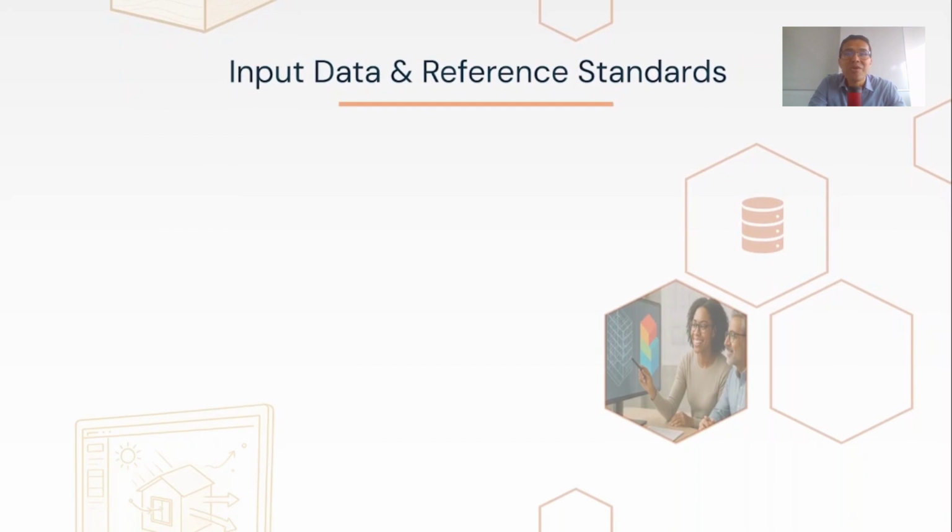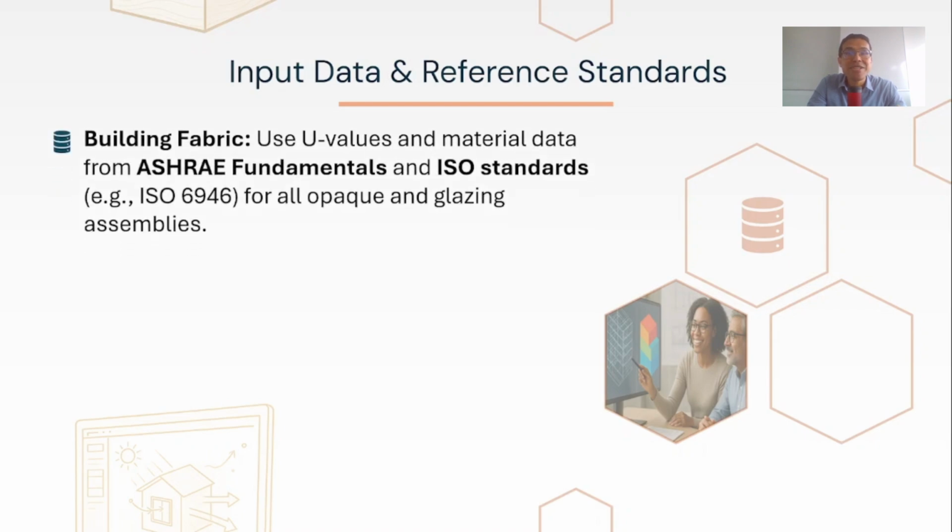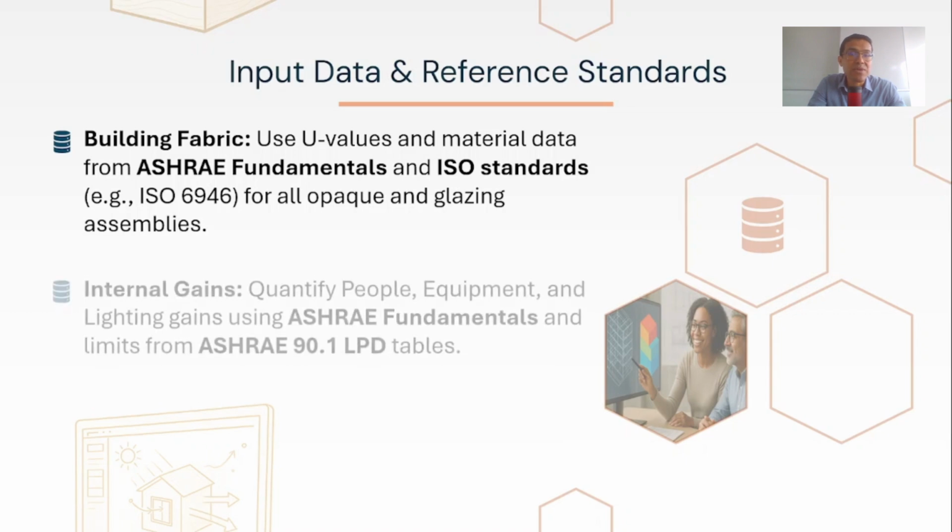Now we know how to build a model. Let's look at the input data and reference standards, the authoritative sources for the numbers we need. For building fabric, you'll use overall U values and material properties from foundational standards. Your primary resources are the ASHRAE Fundamentals Handbook and ISO standards, like ISO 6946, which details how to calculate U values for opaque walls and roofs.